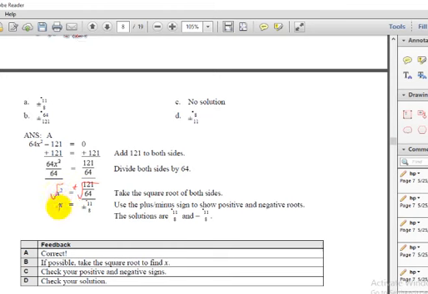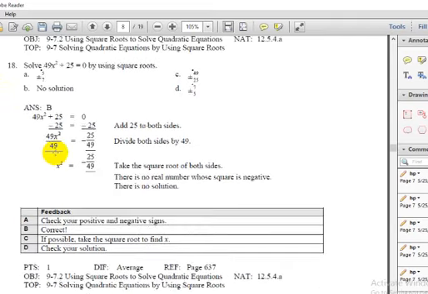Very good. So x equals plus or minus, what is the square root of 121? You will find it is 11. What is the square root of 64? It's 8. So it's plus or minus 11 over 8, which is A. Very good. Let's see 18.